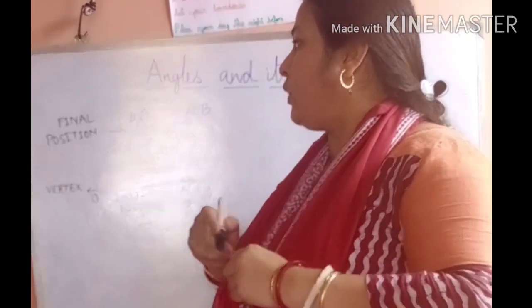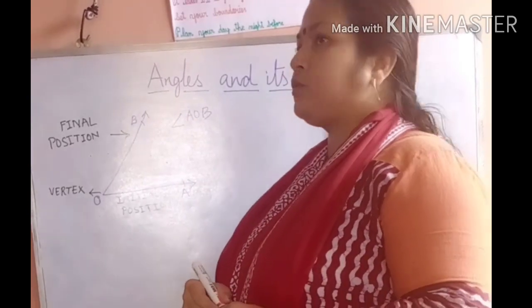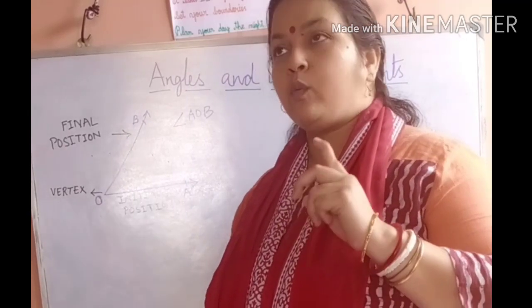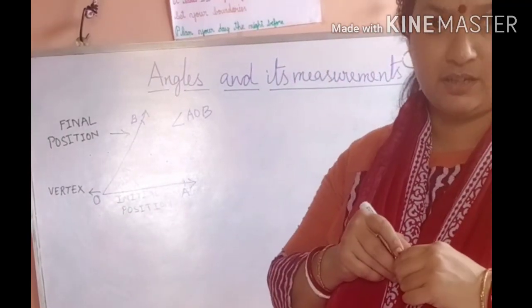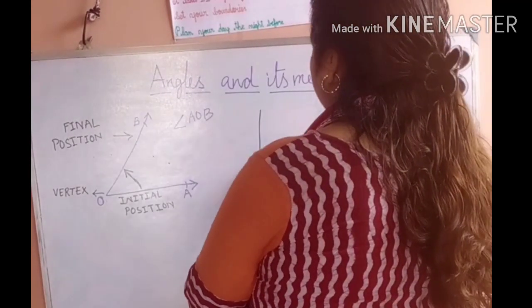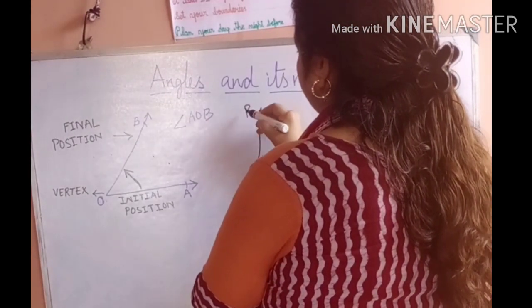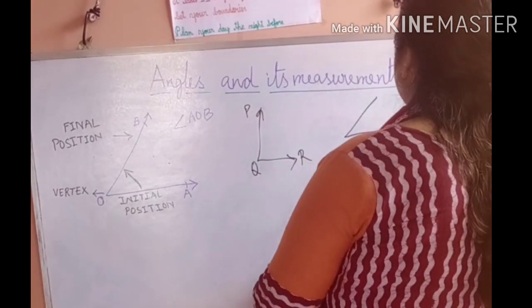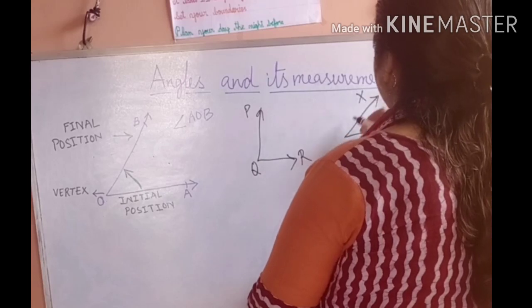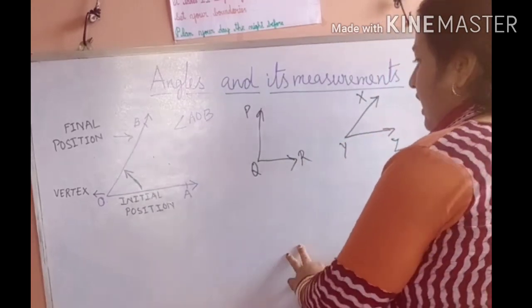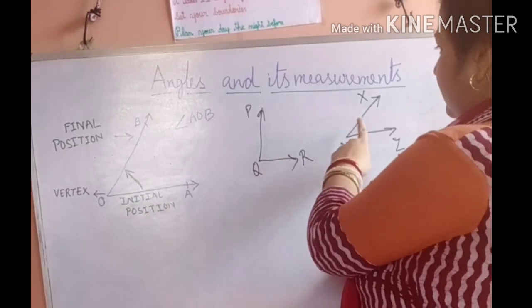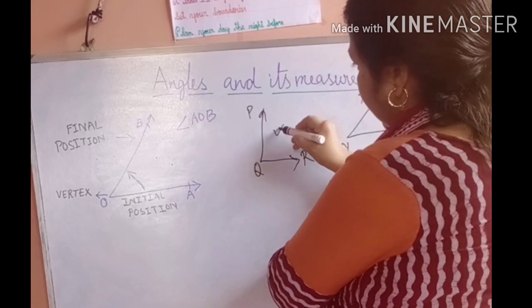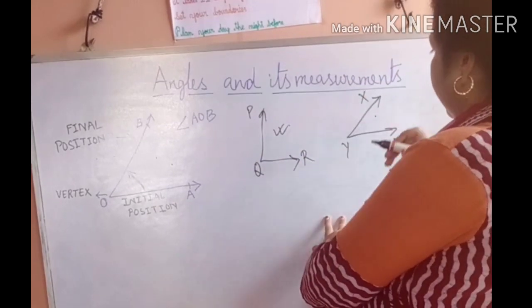Now, how will we compare the magnitude of angles? We can compare the magnitude in three ways. First is the comparison by inspection. Suppose I am drawing two angles here. Let this be angle PQR and let this be angle XYZ. Now by looking at these two angles, what do we see? We see that of course this angle is bigger than this angle.